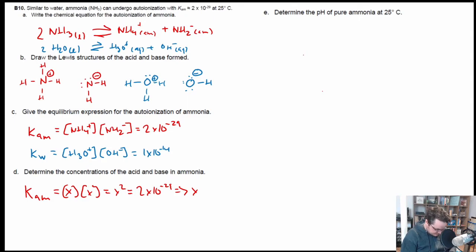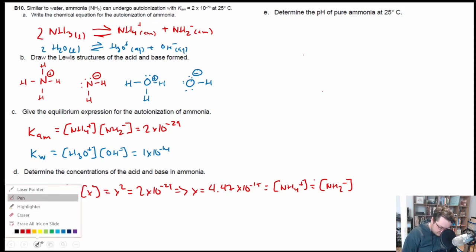2 times 10 to the negative 29. So what we get is X is equal to 4.47 times 10 to the negative 15. And that's going to be the concentration of NH4 plus at neutral pH in ammonia, and also the concentration of NH2 minus in this case, which is 4.47. And so it matches there.